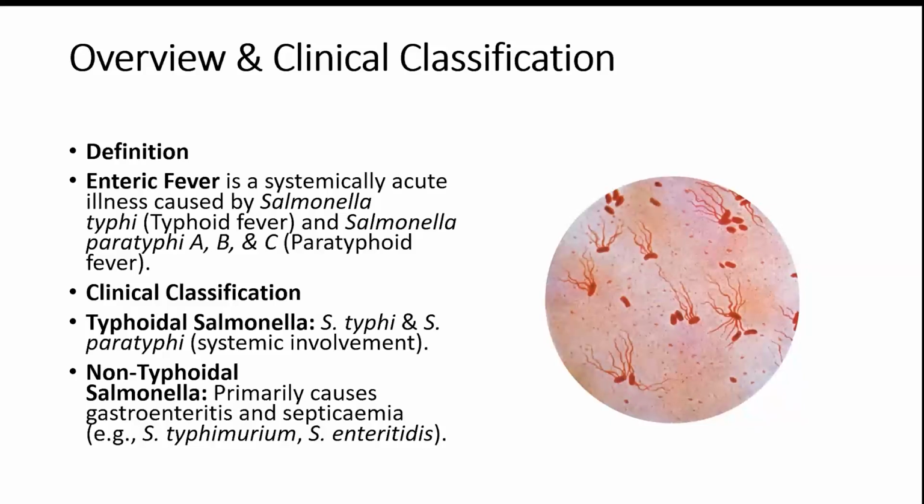The non-typhoidal Salmonella have a different spectrum of disease. They cause gastroenteritis and septicemia, and they include many variants like Salmonella typhimurium and Salmonella enteritidis. The typhoidal Salmonella consists of Salmonella typhi and Salmonella paratyphi, and paratyphi is further of three types: A, B, and C. Enteric fever is the fever caused by Salmonella typhi plus Salmonella paratyphi A, B, and C.